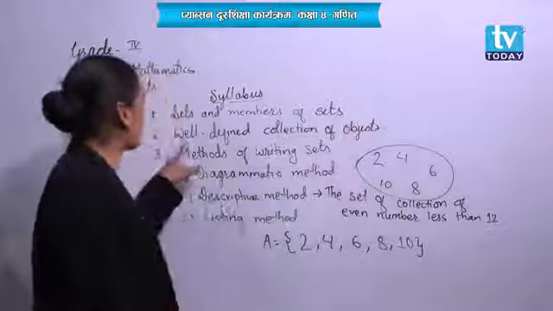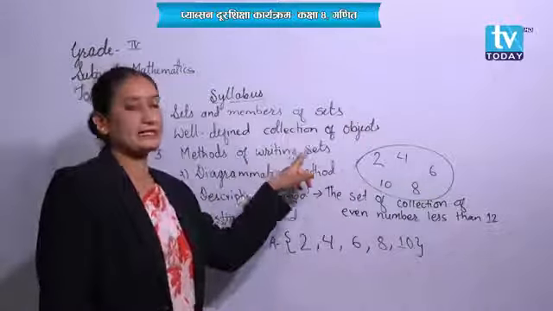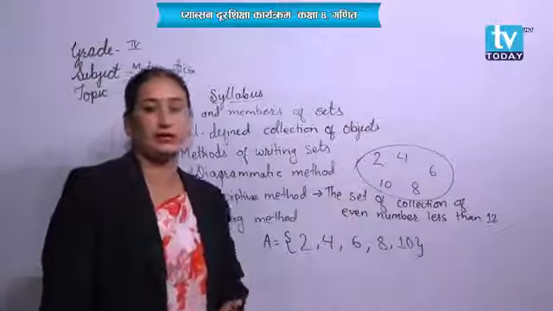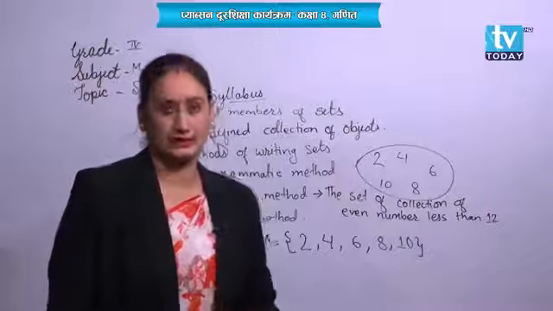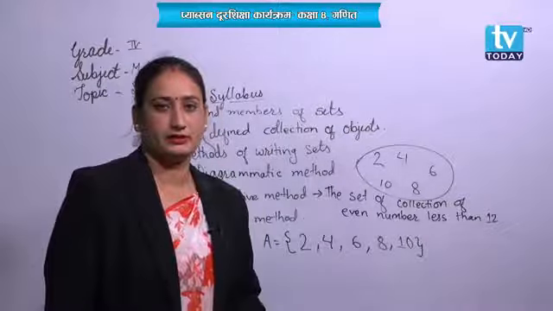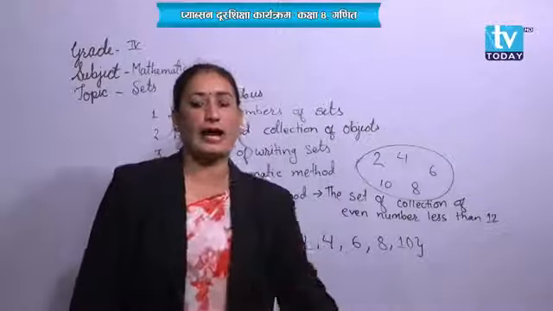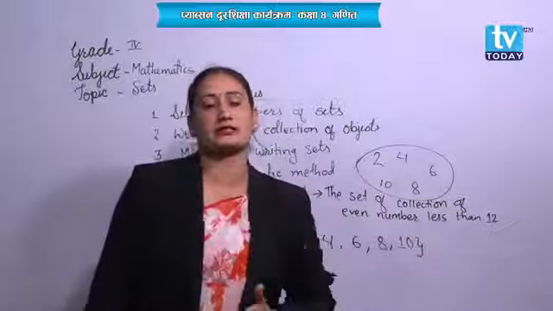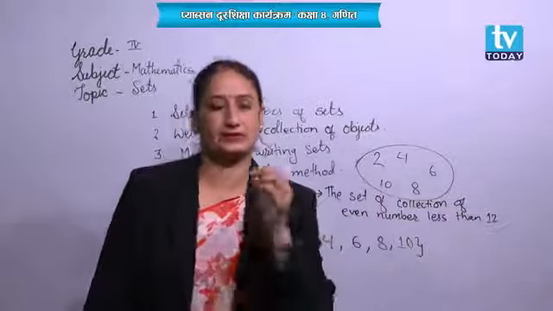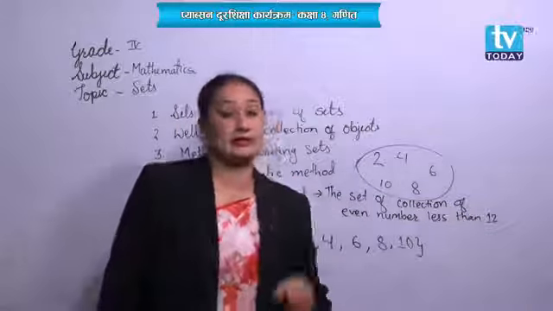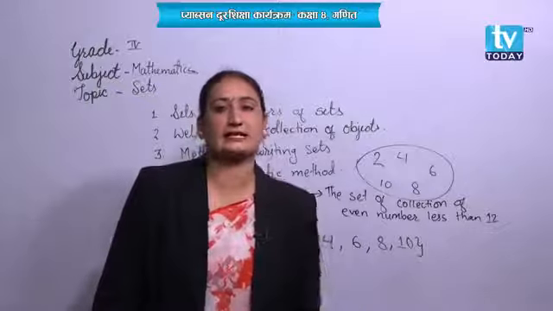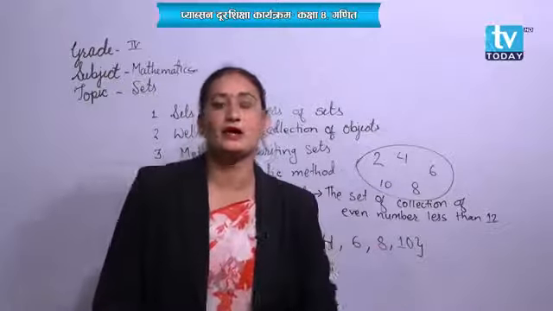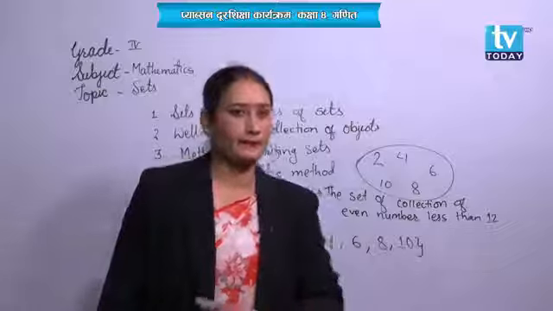Then, a well-defined collection of objects, you already know about it. Well-defined: your favorite food and your favorite fruits. If it denotes a single person, that means it's well-defined. If it is a collection of all people, then it's not well-defined.